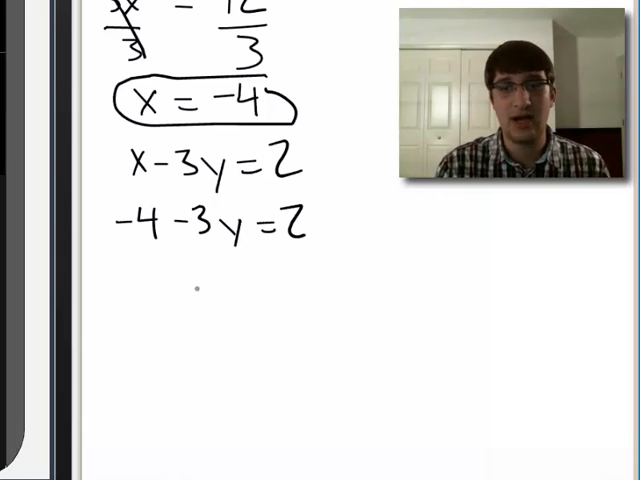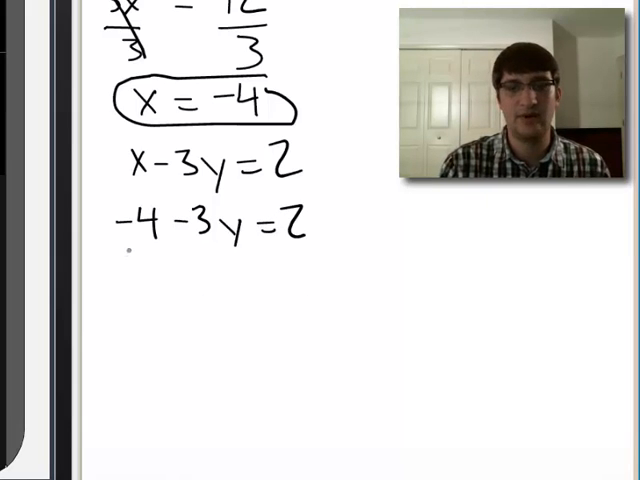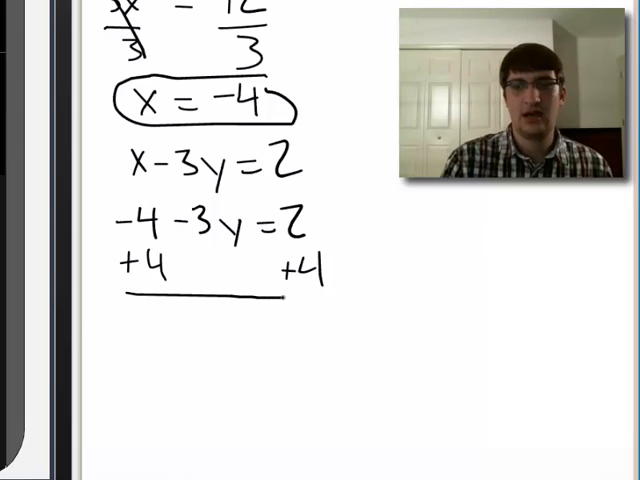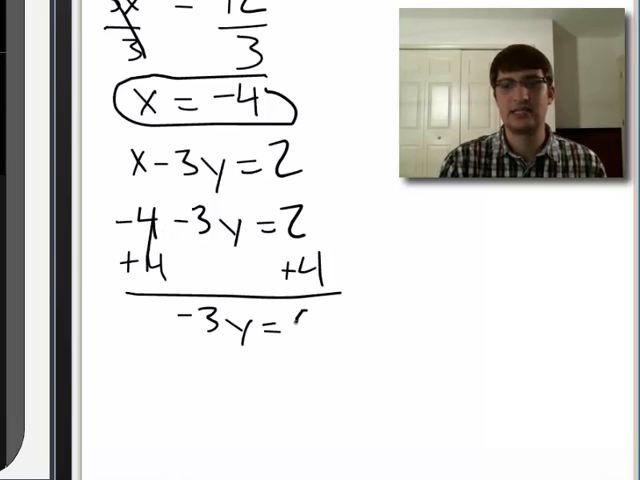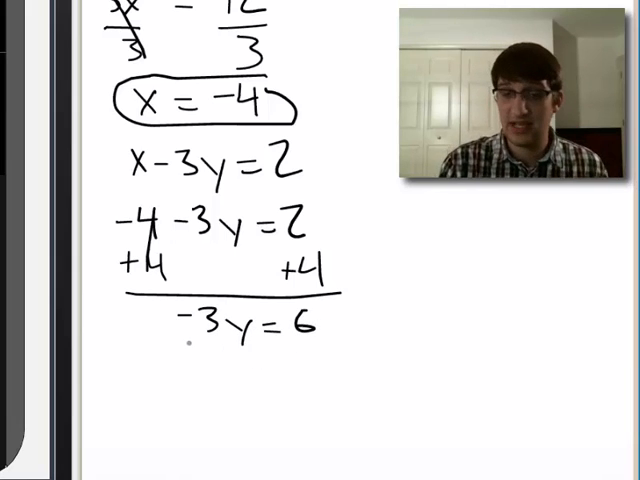Let's solve for y. First of all, I'm going to add 4 to both sides because I want to get that y term by itself. So let's do that. I get negative 3y equals 6. Now I've got to divide each side by negative 3.